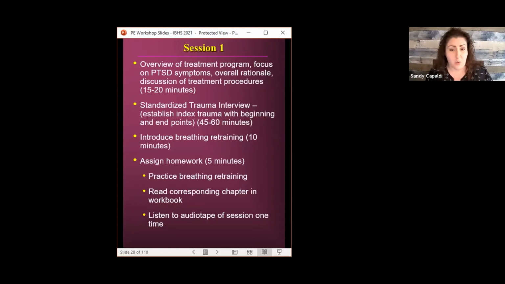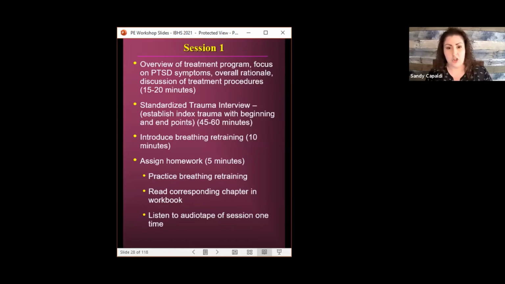At the end of session 1, we introduce that breathing retraining technique. We practice it with them in the session, kind of talk them through it. And then we assign homework for them to practice that breathing a couple times a day, 10 minutes each time, to read the chapter for session 1 in the patient workbook, and to listen to the audio recording of their session once during the week.